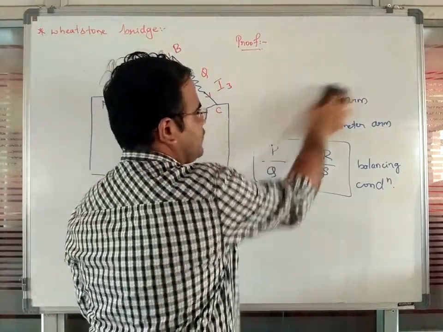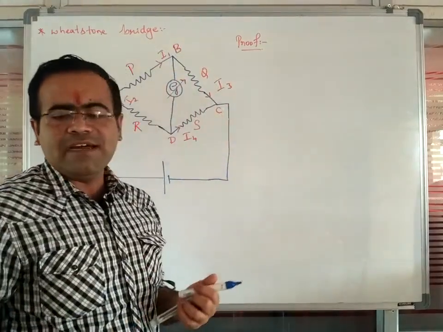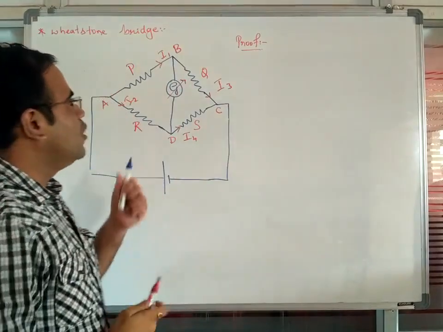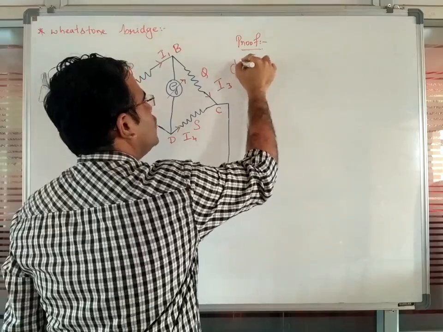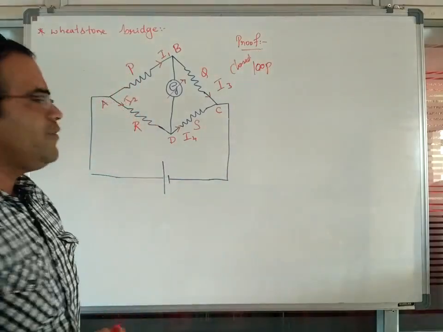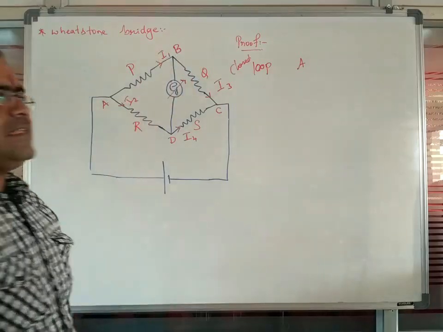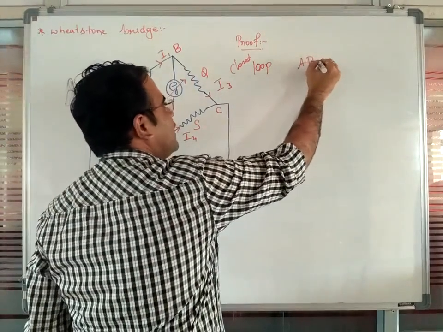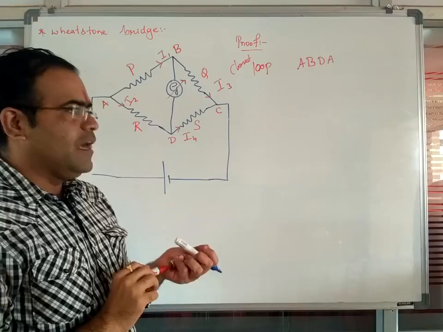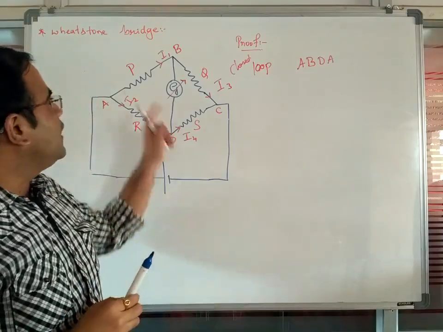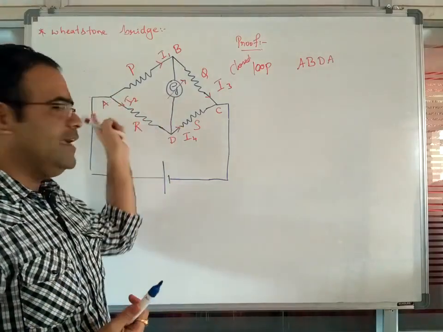In order to prove this, we are going to consider a closed loop. First we will consider a loop which starts with point A, goes to the next point B, thereafter followed by D, and again we go to point A. So this implies you are going to observe a closed loop like this, A B D A.